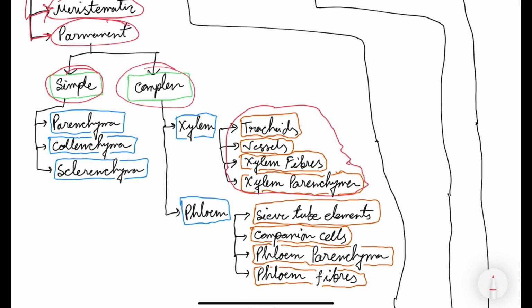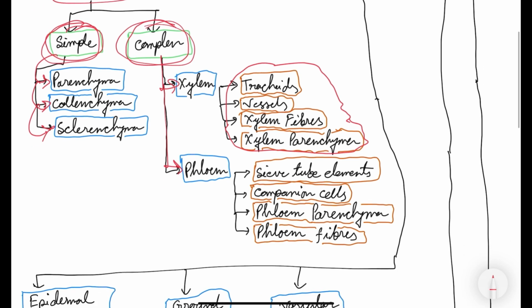Here you can see that. Okay, so step by step we're going to go. In simple permanent tissue, we have parenchyma, then we have collenchyma, then we have sclerenchyma. In complex permanent tissues, we have xylem and phloem. The xylem is further divided into tracheids, vessels, xylem fibers, and xylem parenchyma.